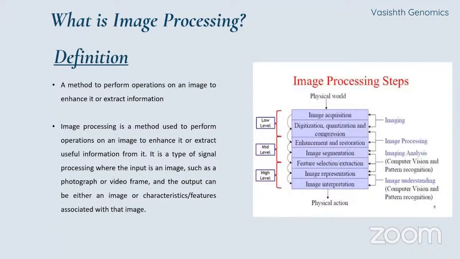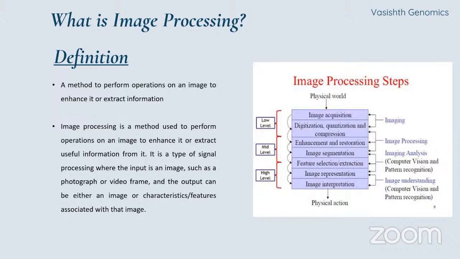So what is image processing? Image processing is a very simple thing: how we can manipulate the image. It is a method used to perform operations on an image to enhance it or extract useful information. That is the important point, extract useful information. It is a type of signal processing where the input is an image such as a photograph or video frame, and the output can be an image or characteristic features associated with the image.